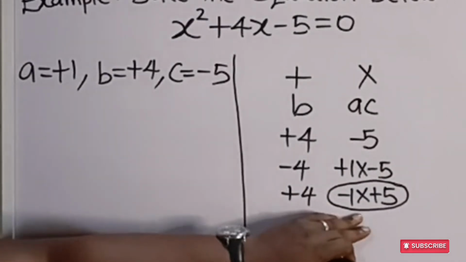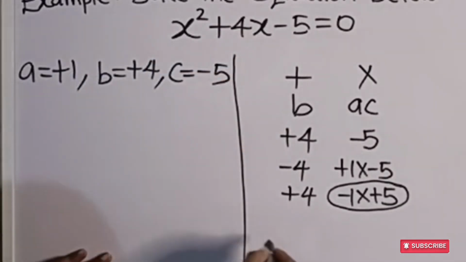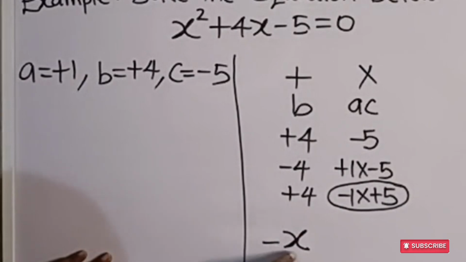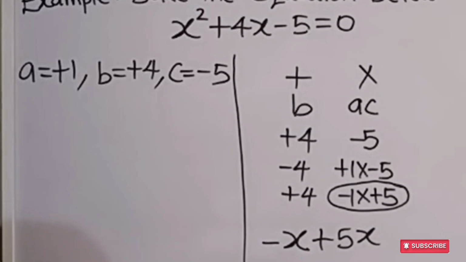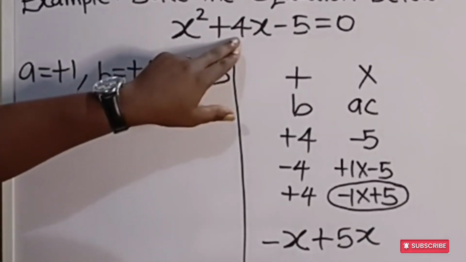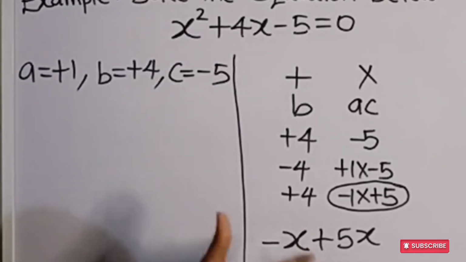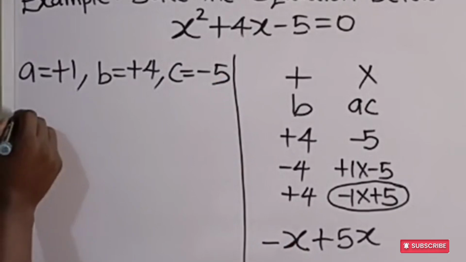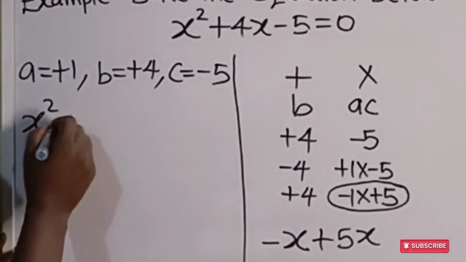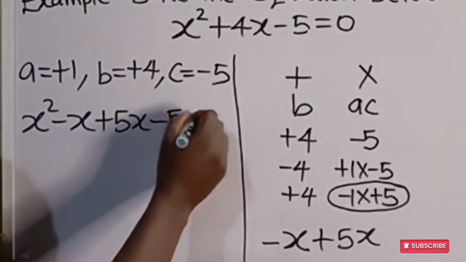So we're going to use these two numbers to replace plus 4x. So instead of having plus 4x, we're going to have minus x plus 5x. Remember, minus x is the same thing as minus 1x. So as I said earlier, we are trying to split this number into 2. So now we have been able to do that. So plus 4x is the same thing as minus x plus 5x. If you check it, it's going to give you plus 4x. So we're going to use these two terms to replace this one term. So we are going to have x squared minus x plus 5x minus 5 is equal to 0.